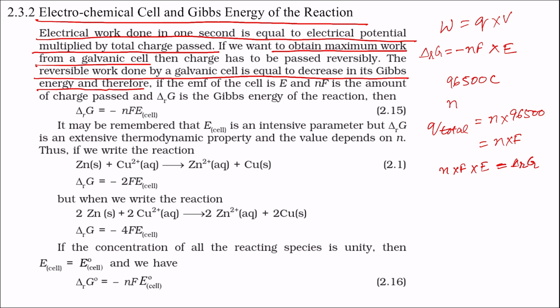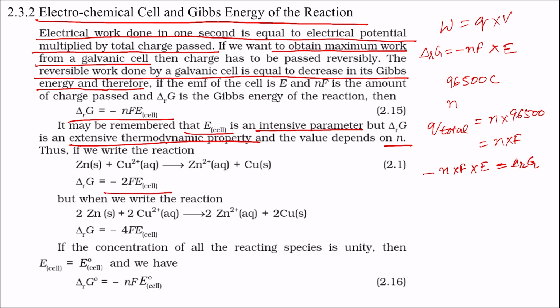Now since the work is the reversible work done, it is equal to the decrease in the Gibbs energy. Therefore, it can be written as delta G is equal to minus nFE. So this is the expression obtained, delta G is equal to minus nFE. E cell is an intensive parameter and delta G is an extensive thermodynamic property, and the value of delta G depends upon n. In this reaction the value of n is 2, that is, the number of electrons participating in the reaction is 2. So delta G is equal to minus 2 into F into E.